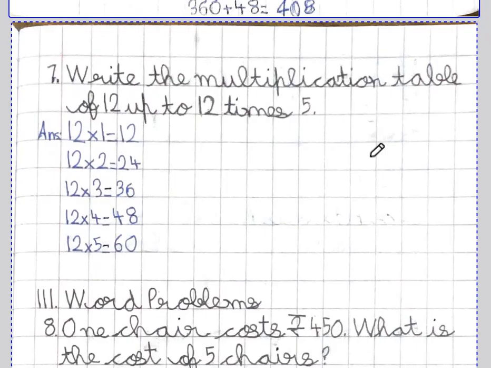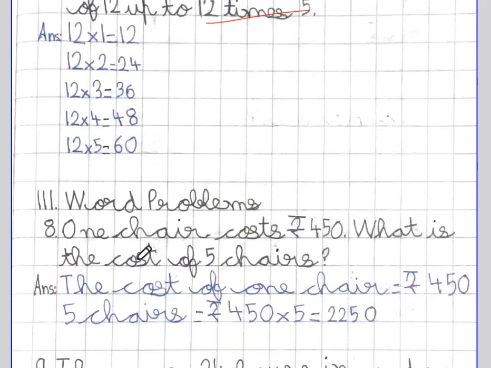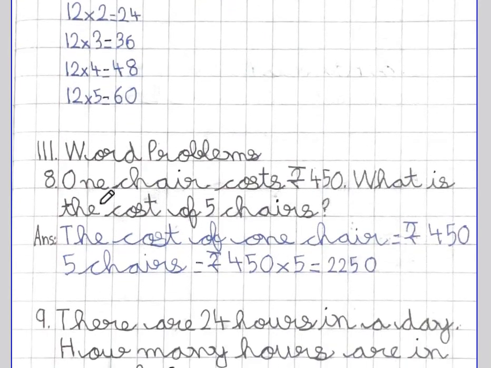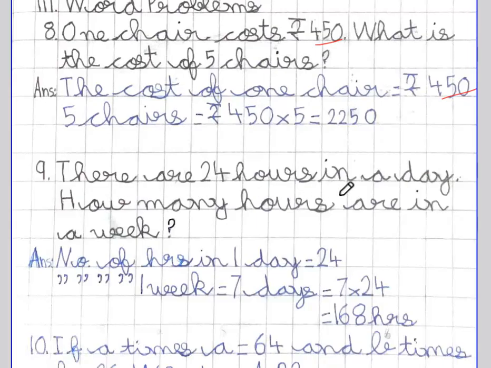Write the multiplication table of 12 up to 5 times. That is 12 times 5 they have asked. So 12 times 5, the answer will be 60. Word problems. One chair costs 450. What is the cost of 5 chairs? Cost of one chair they have given, which is 450. So what is the cost of 5 chairs? So one chair is 450 means we are going to get 5 chairs like that. So multiplication. So the answer will be 2250.